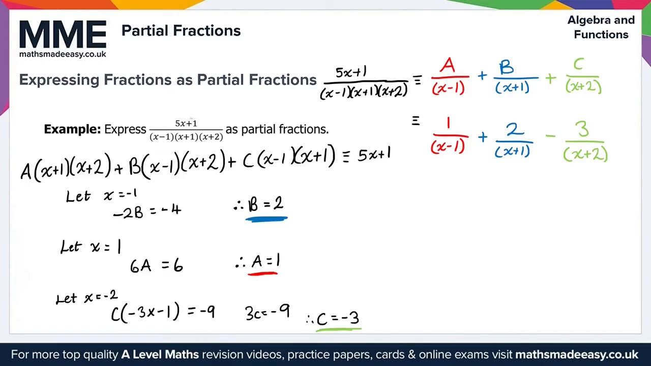To this example here, we're expressing the original fraction as partial fractions. Just one comment to make here to finish with is we just have to be aware that a, b and c may not always be integer values. You could obtain fractions, for example, here, so don't be alarmed if you do obtain fractions when solving here to express an original fraction as partial fractions.